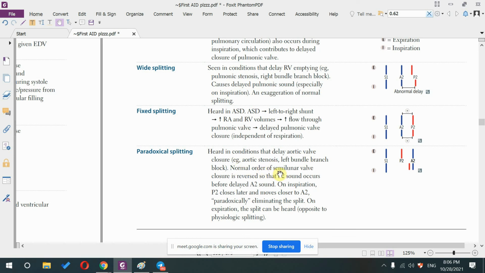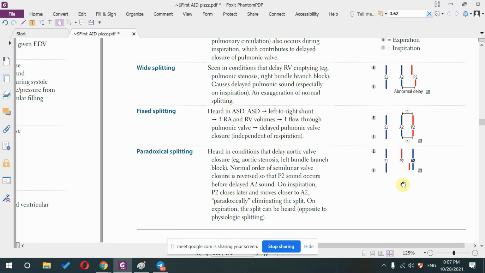Normal order of semilunar valve closure is reversed so that the P2 sound occurs before the delayed A2 sound. So the P2 sound normally should occur after the A2 sound. But what happens in this condition is that it's reversed. The A2 sound is occurring too much later. Why? Because the outflow tract is obstructed or the left ventricle is not willing to contract normally. That's why the A2 is happening a little bit later, because it's not able to close on time. So on inspiration, the P2 closes later.